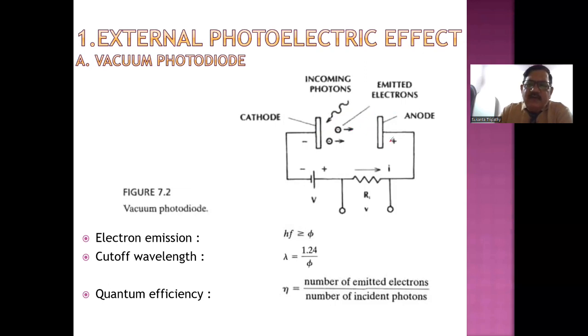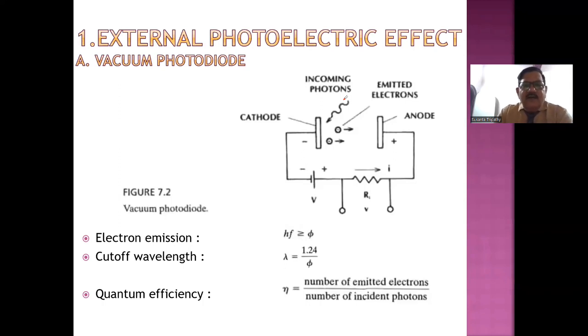And if you make this anode positive with respect to the cathode, the electrons will be attracted towards this anode, and finally the current will flow in this external circuit. Therefore, the current which will flow in this external circuit is directly proportional to the light which is incident on this cathode. Based on this, you can measure the amount of light which is incident on this cathode or on any material.